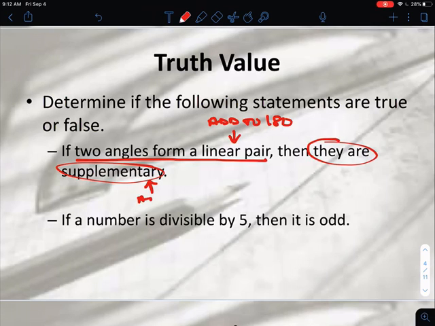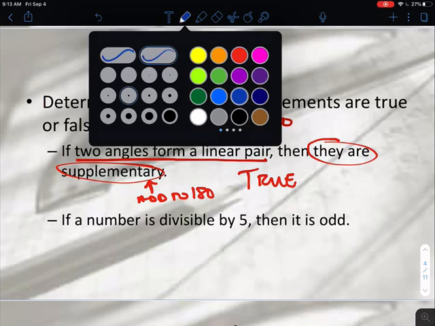And in the last chapter, we talked about the fact that supplementary angles always add to 180. So, if I have a linear pair, they have to add to 180. If they're supplementary, they have to add to 180. So this statement will always be true. If I know I have a linear pair, then I know I have supplementary angles. There's no possible way I can have a linear pair that's not supplementary.